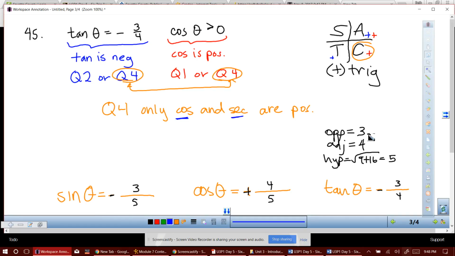So remember, to get the opposite and the adjacent, I'm just pulling that from that tangent ratio. Tangent is always opposite over adjacent. I don't need to worry about the negatives because I've already dealt with them.